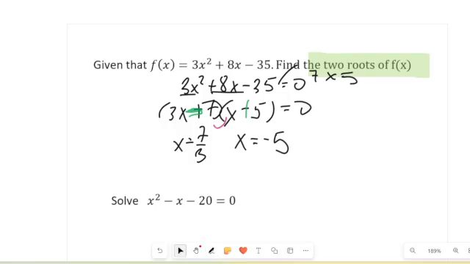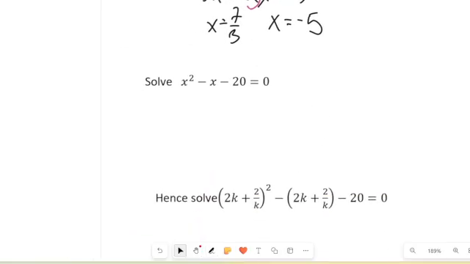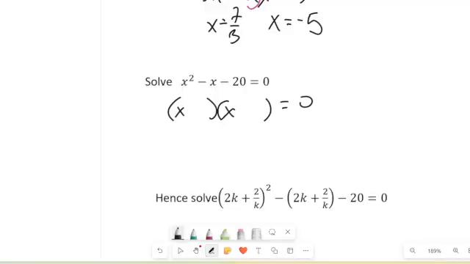And that's my roots. And now here another quadratic equation. They want you to solve it. So I open up the two brackets, x and x plus and minus factors of 20 that the difference is minus 1, so that must be 5 and 4. So the two solutions are x equals minus 4 and x equals 5.